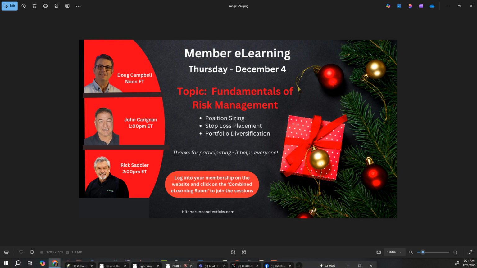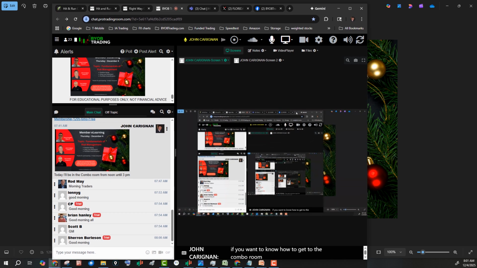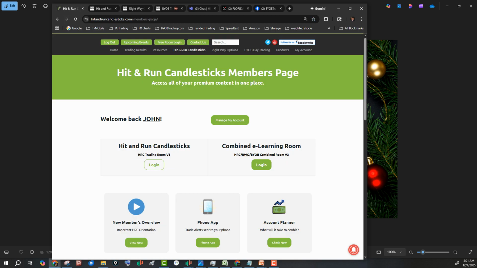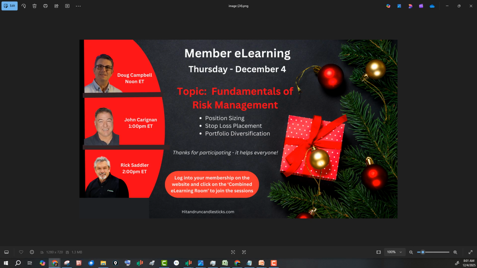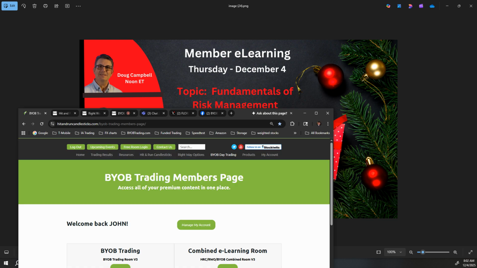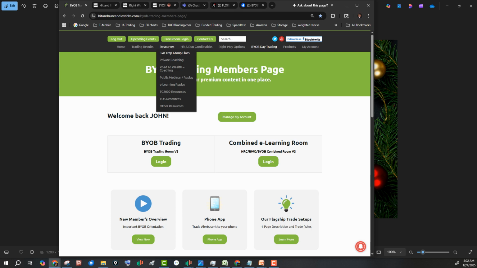If you want to know how to get to the combo room, you log into your Hit and Run Candlesticks platform and go to your BYOB member page. You just see Combo Room there. You hit that, and a new room will open up. You log in, put your credentials in, and you're in just like that. It's very, very easy.